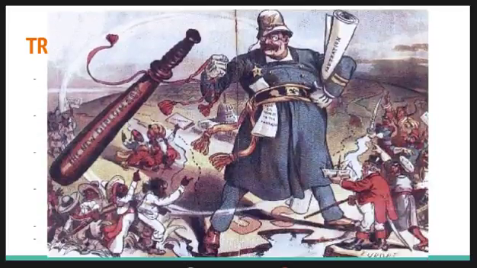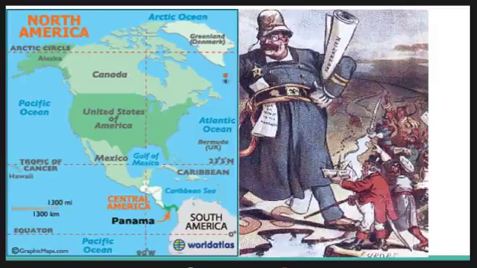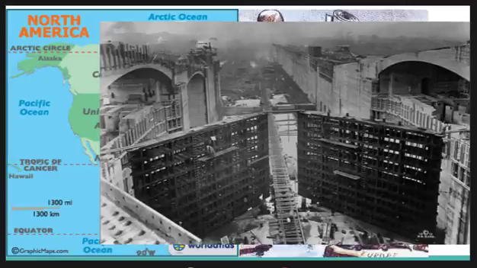Here's a cartoon that shows President Roosevelt swinging his big stick around the world to protect Latin America from European countries. And here's a map that shows you how you could save time using the Panama Canal between the Atlantic Ocean and the Pacific Ocean. And then here is the construction of the Panama Canal happening. Notice how big those doors are that would have let ships through. And you can still see the Panama Canal today. There's a live stream of it that you can visit on the website.